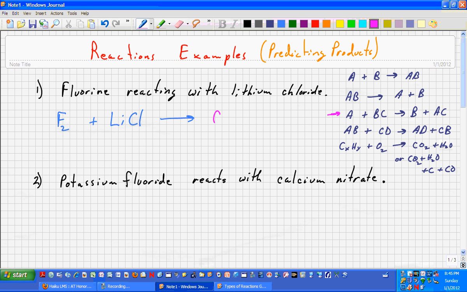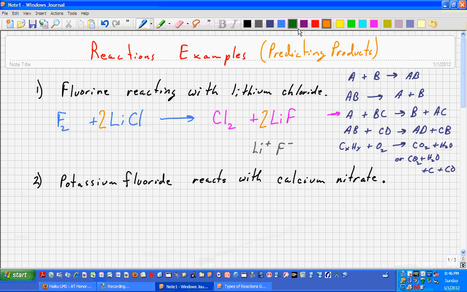So what winds up happening is chlorine gets kicked out on its own, and we get lithium fluoride. And then, of course, we need to balance this. And again, it's lithium fluoride because lithium has a +1 charge. Fluorine has a -1 charge. Add these guys up to 0, it's 1 to 1. So balancing, I'm going to wind up with a 2 here and a 2 here, and it's nice and balanced.